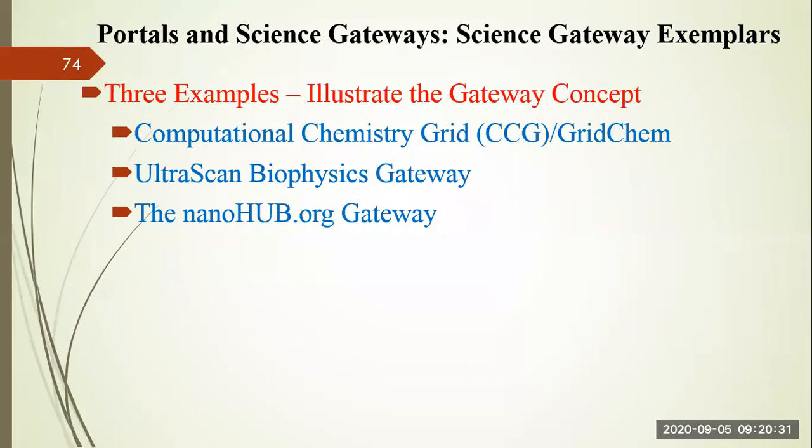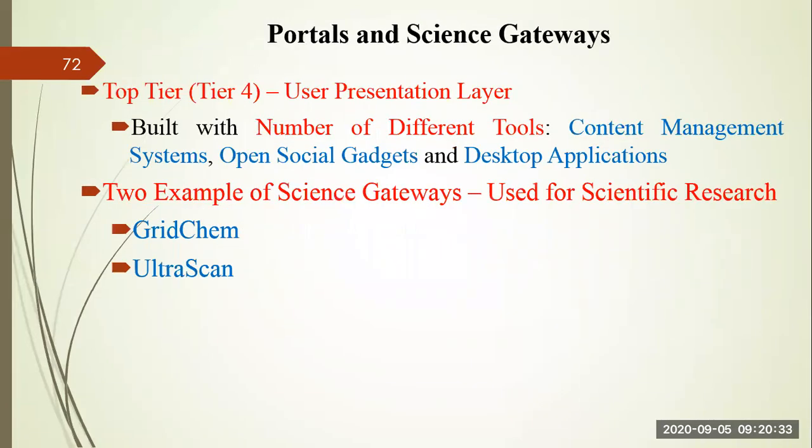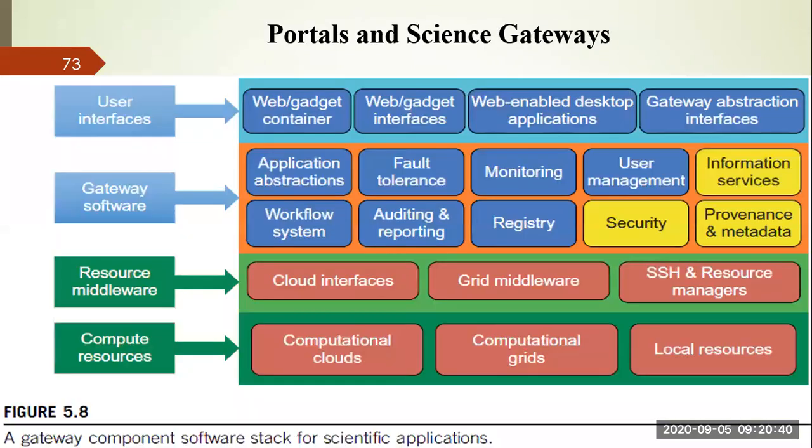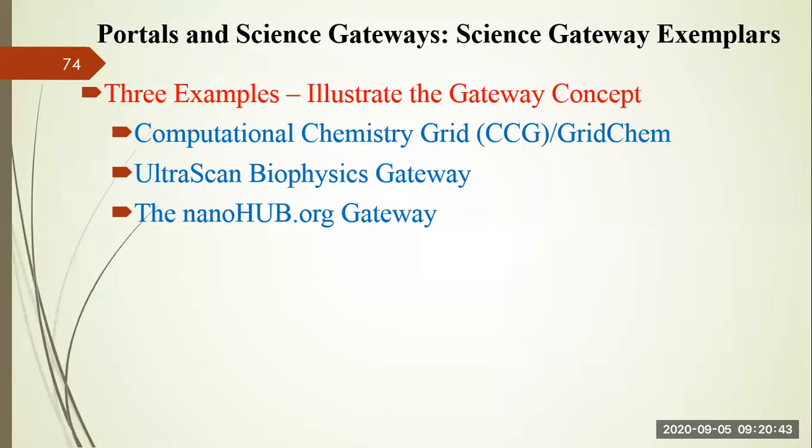In order to use the two things, GridChem and UltraScan, we'll take three examples which illustrate the gateway concept. UltraScan is here, and GridChem is also here. Apart from these two, we'll also discuss nanohop.org. We'll see how these three are different from each other, how many users can participate in these gateways, what kind of work these gateways provide, and what kind of work you can do as a user. We'll discuss everything through these three examples.